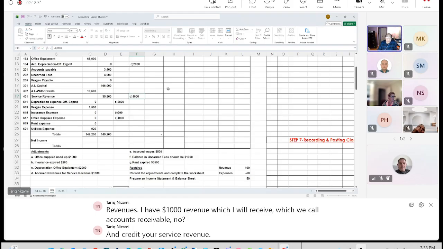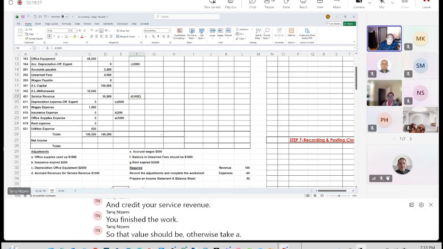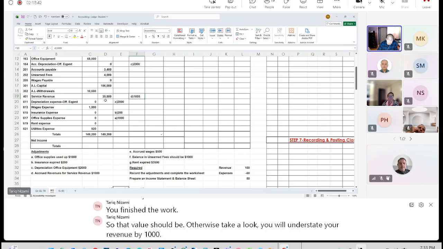You finish the work. So that value should be, otherwise, take a look. You will understate your revenue by 1,000 this month, and you will overstate the revenue of next month.